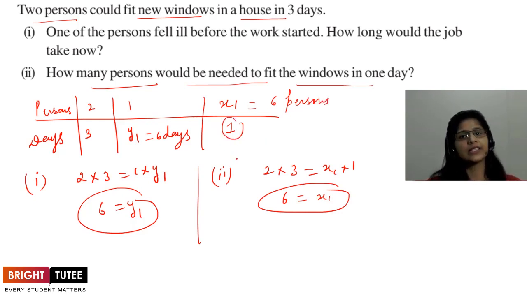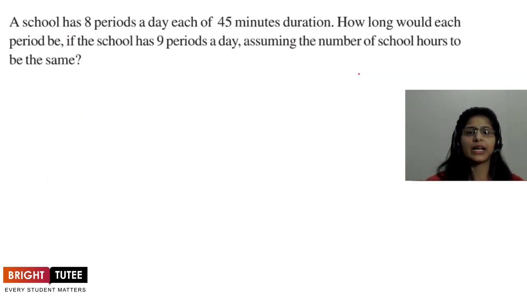How many persons? 6 persons we require, because now they are saying that it should be completed in 1 day and all the windows should be fitted in the new houses. So we need 6 persons for that, because 2 persons are taking 3 days. Right? 6 persons will take 1 day. Clear? Moving ahead, we have this last question of the session today.